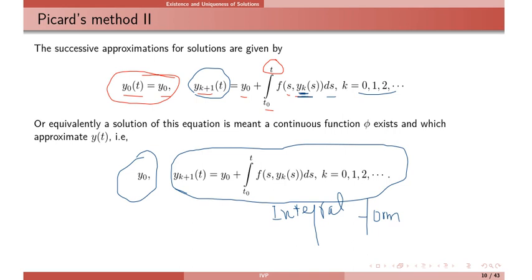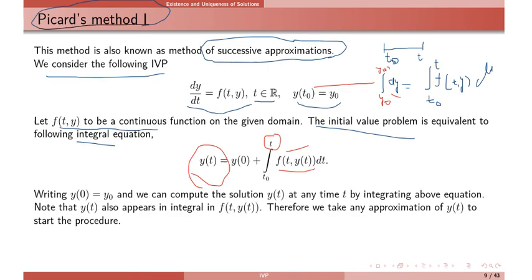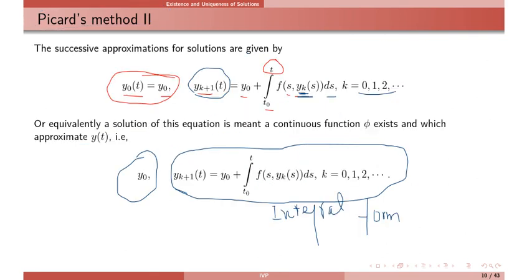This form will be used later on. So in every method we use this integral form, or you can say precisely this is the integral form. Okay, without labels, this is the integral form, and this is the iterative integral form.